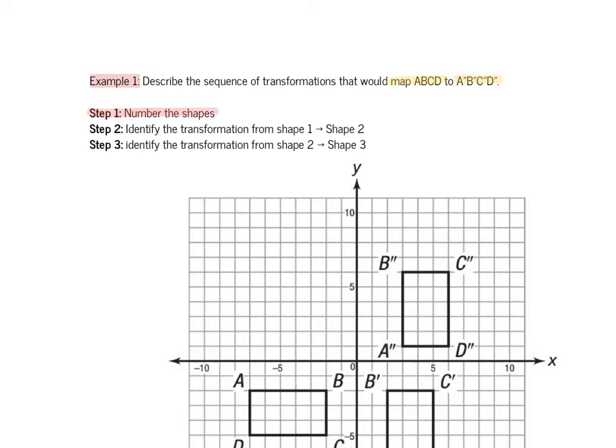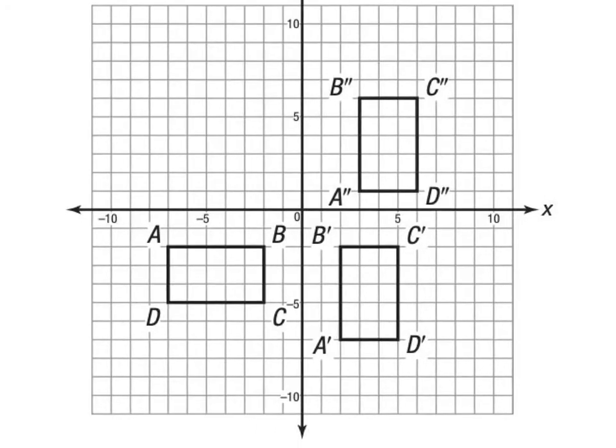The first thing I like to do is number the shapes because that helps my brain grasp which shape came first. Then I look at shape 1 to shape 2, figure out what that rigid motion was, and then shape 2 to shape 3. You would continue this process if there were 4 transformations, 3 transformations, 7 transformations. But for us, there's just 2.